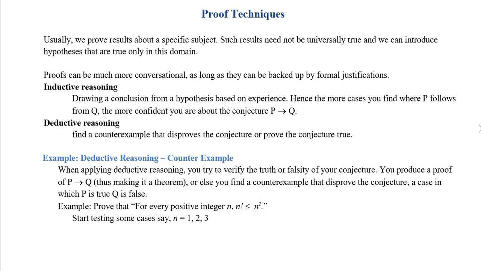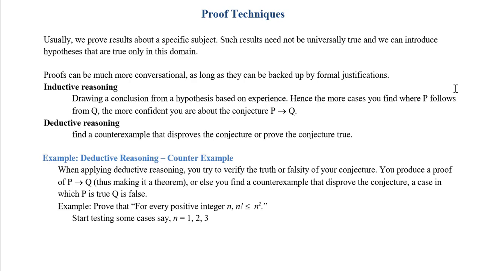Hello, in this video we're gonna see different proof techniques, and usually we prove results about a specific subject. Such a result need not be universally true, and we can introduce hypotheses that are true only in its domain. We've seen this in the previous sections. So proofs can be much more controversial as long as they can be backed by some formal logic or justifications.